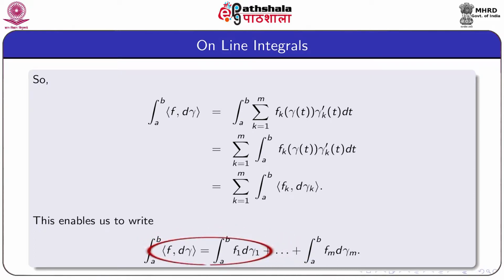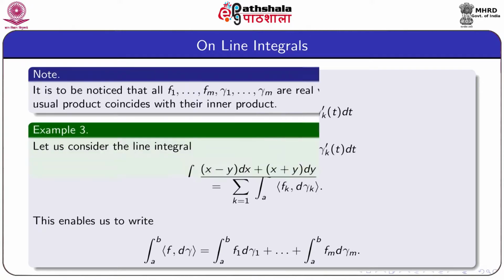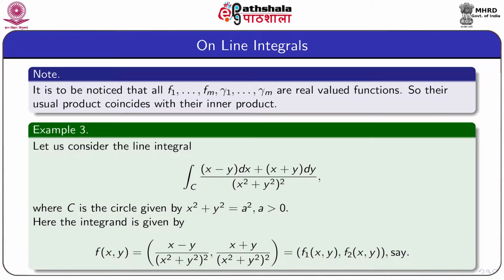Thus, we can write the line integral from a to b of f d gamma equals the integral from a to b of f1 d gamma 1, plus, continuing up to, the integral from a to b of fm d gamma m. We notice here that f1 up to fm and gamma 1 up to gamma m all are real valued functions. So, their usual product coincides with their inner product. We cite an example here.